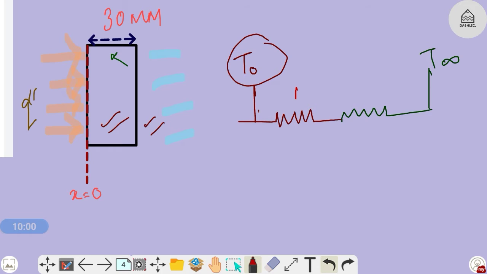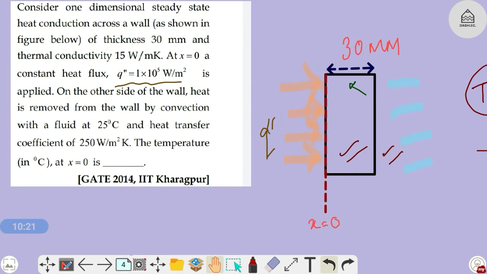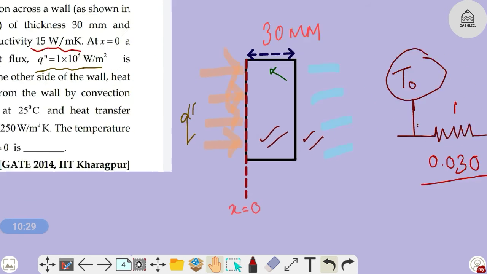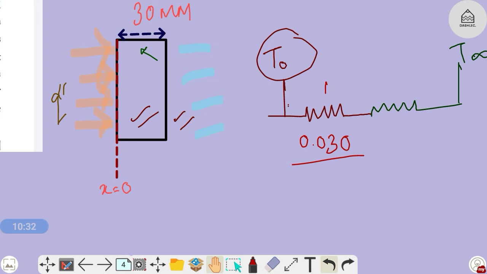That is L by KA. Conductive resistance is L by KA. L is this length, that is 30 mm, so this is 0.030, L divided by K. K is given in the question, that is 15 watt per meter Kelvin. So 15, L by KA.